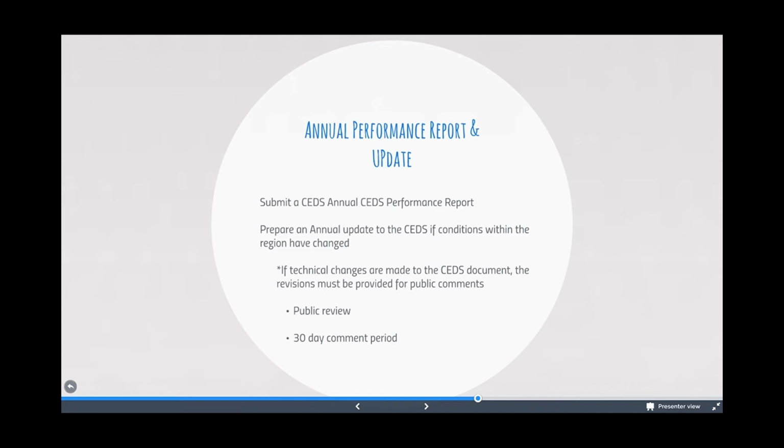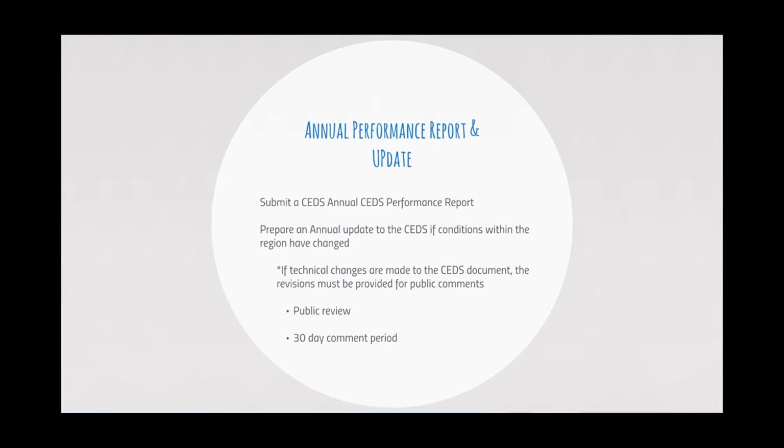So make sure that is incorporated within your annual report, as well as also report on the performance metrics that you identified. Report on things such as job creation, job retention, private investment, or some of those non-traditional things such as changes in poverty, changes in unemployment, changes in wealth, family incomes, etc. Make sure that's part of your annual report to EDA as well.